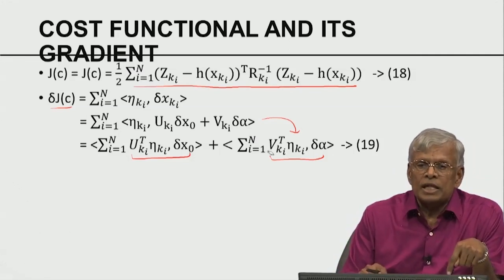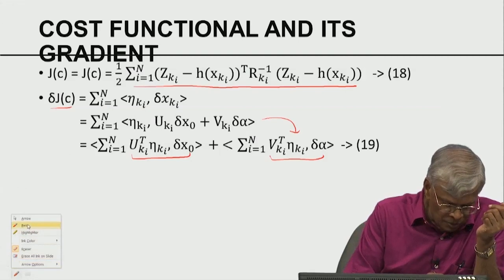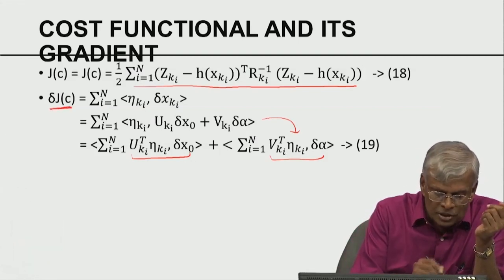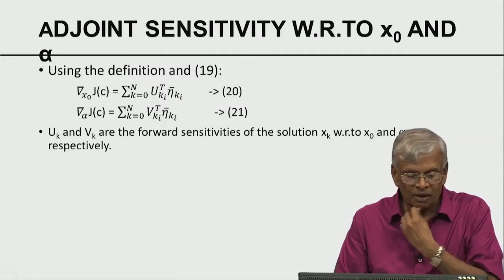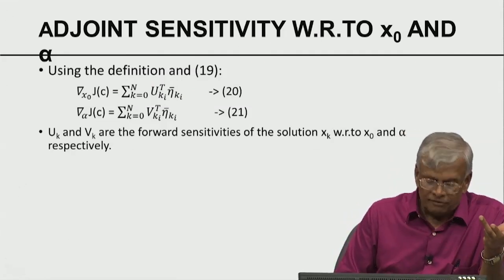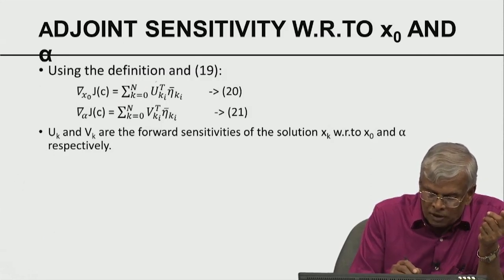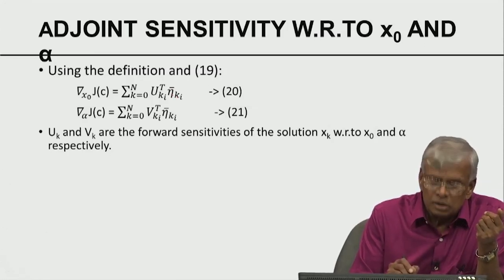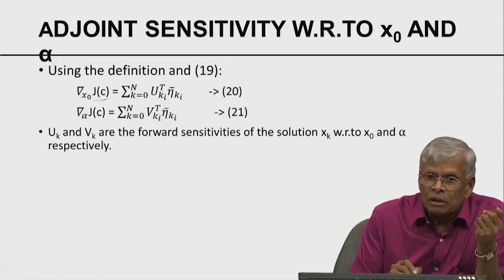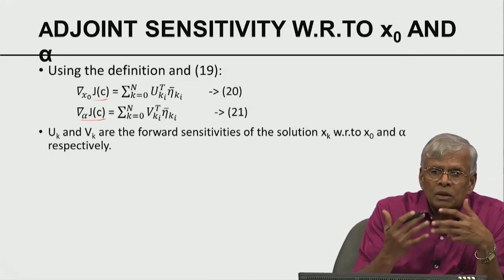So we have utilized the linearity property as well as the adjoint property to get this 19. So 19 essentially tells you how your first variation of delta J is related to the forward sensitivities with respect to state and initial conditions. Therefore, from using the fundamental definition, the expression for the forward sensitivity transpose times the observation, summed over, gives you that adjoint sensitivity. The sum of the transpose of the forward sensitivity times the forecast errors gives rise to the adjoint sensitivity. These two are simple extensions of the one observation case.